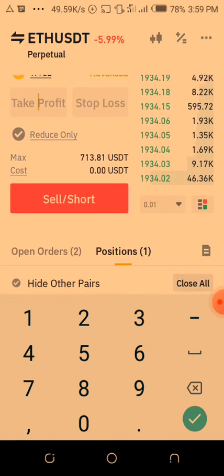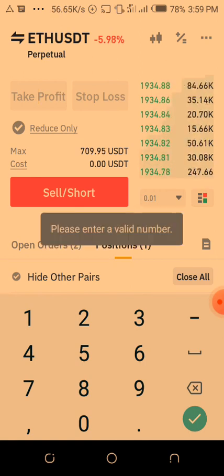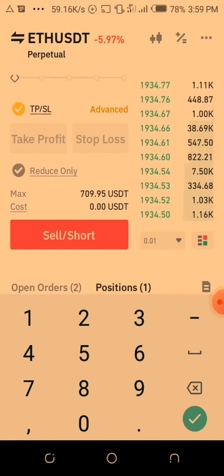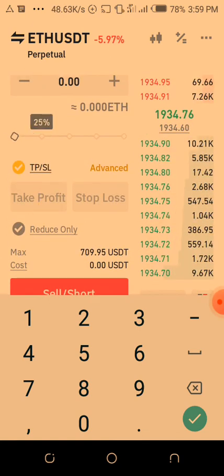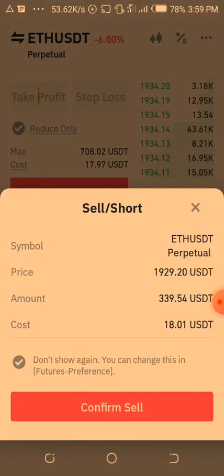Then when all that has been fixed, you come down here and click on sell short. I'm not booking this trade, okay? I just want to show you something. Let me just try this. You click on sell short. Okay, it now tells you to confirm. At this stage, once you click on confirm, the order has been booked, either you use the limit or you use the market entry. So I'm not booking this order, I have to cancel this.